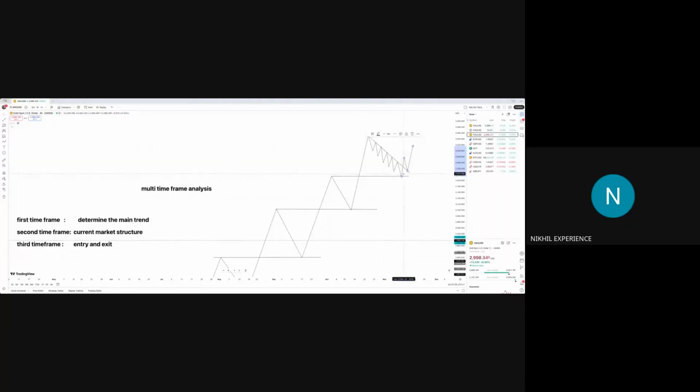Price is giving us what? It's giving us a pullback. Then now price has gotten to that key level on this first time frame. This is the key level here. The same key level is respected here. The same key level is respected here. Price has gotten to that key level now.